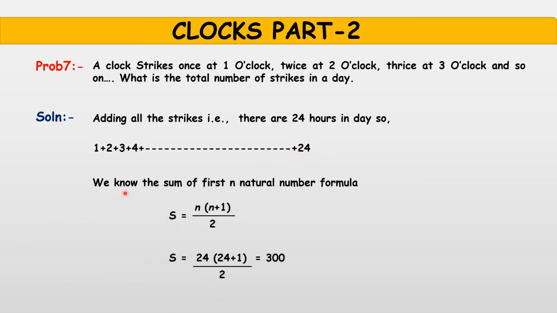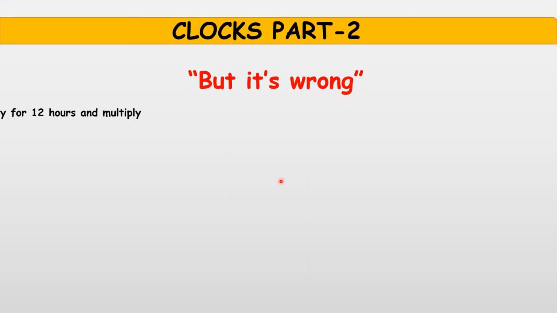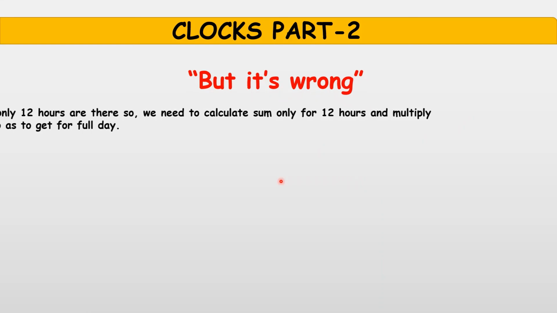We know the formula for the sum of the first n natural numbers: S equals n into n plus 1 by 2. Here n is 24 hours, so 24 into 24 plus 1 by 2. Solve this and you will get 300. What do you think, is it correct or not? No, it's wrong, because in a clock we have only 12 hours.